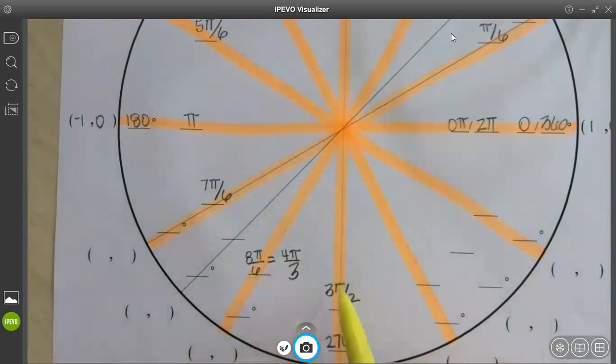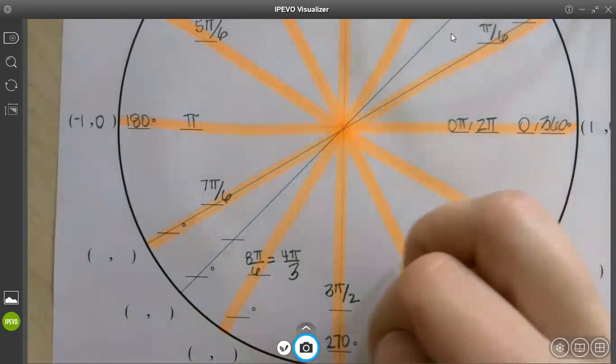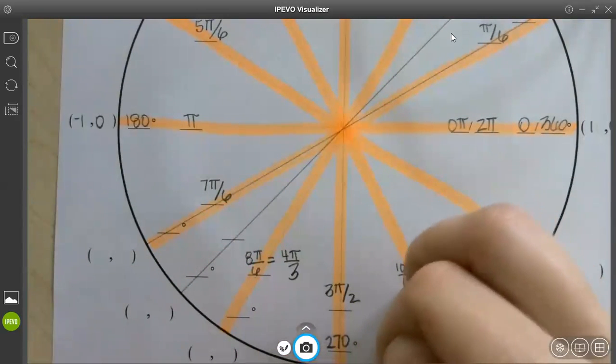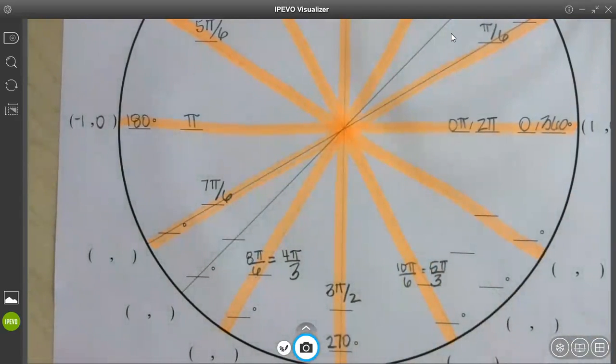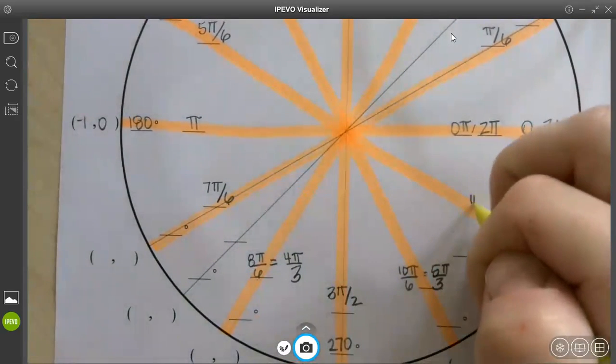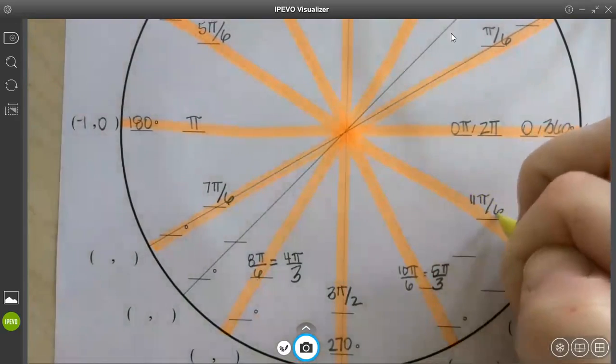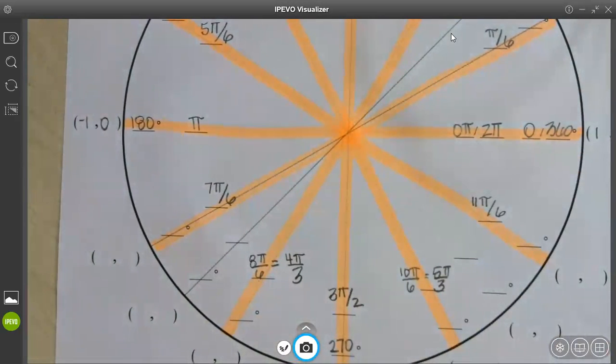8 pi over 6. This one would be 9 pi over 6, which reduces to 3 over 2. What comes after 9 pi over 6? 10 pi over 6, which reduces to... Perfect. And then after 10 pi over 6... And that will not reduce. And then we go back up to 12 pi over 6, which will be 2 pi. Very good. So how many radians are each one? We count by 1/6. The other one we count by 1/4.